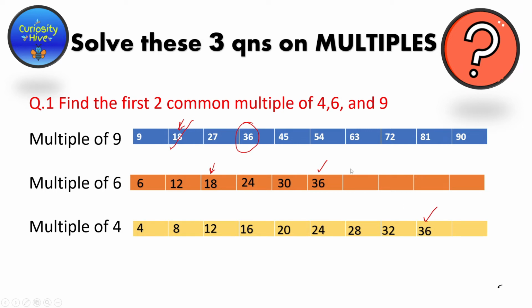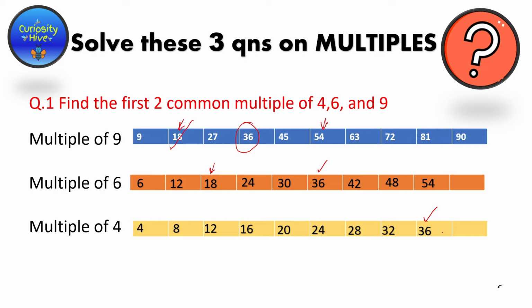So we find our first common multiple among the three numbers being 36. Let's go ahead with the multiples of 6 and we'll stop when we find a number that matches the multiples of 9. So we go on adding 6 to the numbers. So it's 42, 48, 54. That is an occurrence in multiples of 9.